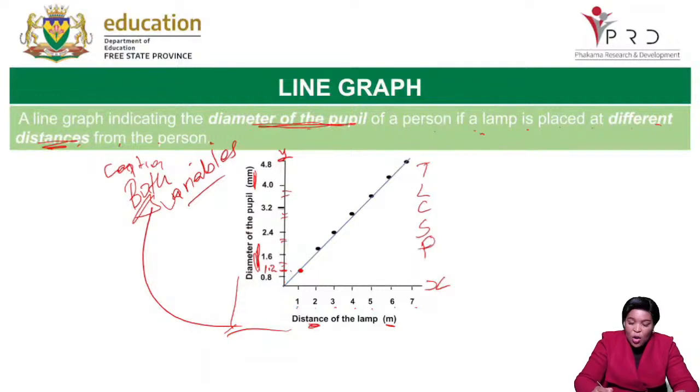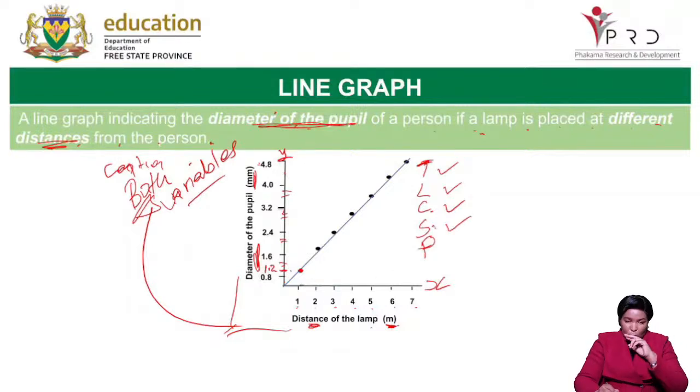This is how your graph is going to be marked. For the correct type of graph, if you were asked to draw a line graph, you get a tick for that. And then for labeling the x-axis and the y-axis together with the units, you are going to get 1 mark. Caption with both variables, you're going to get 1 mark.